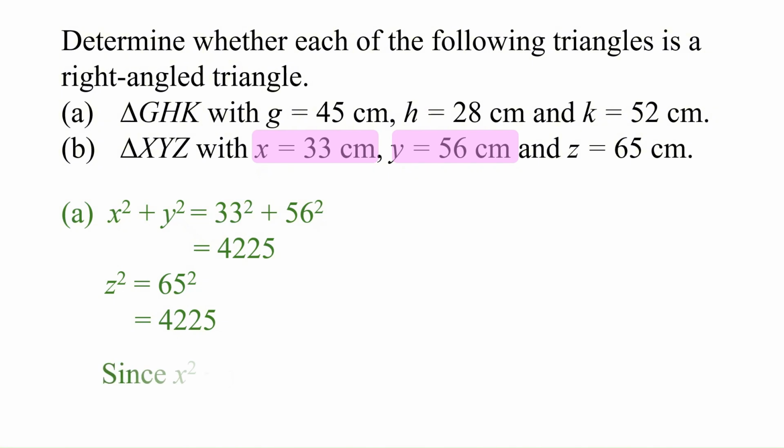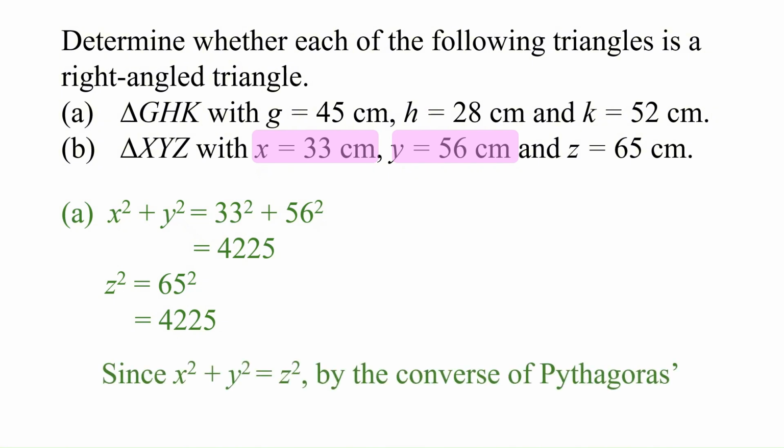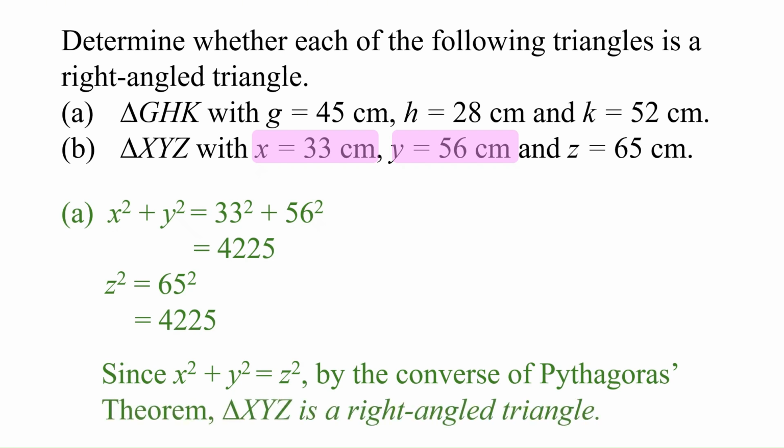Since x squared plus y squared is equal to z squared, by the converse of Pythagoras' theorem, we can conclude that triangle XYZ is a right-angled triangle.